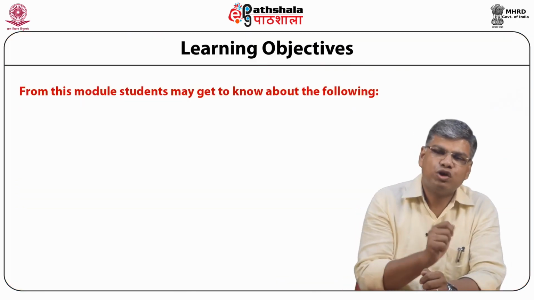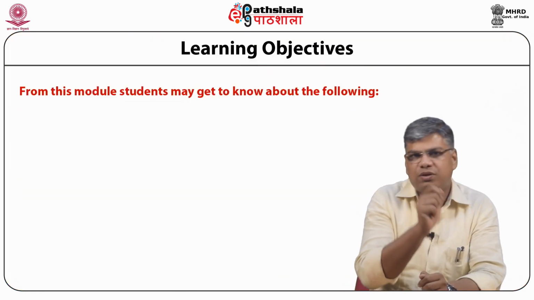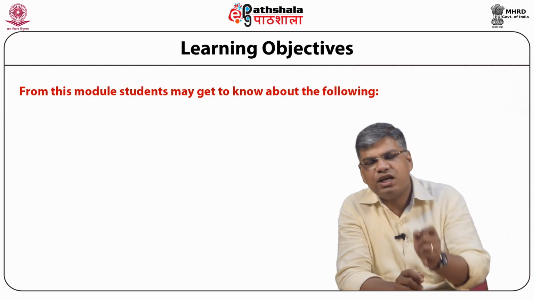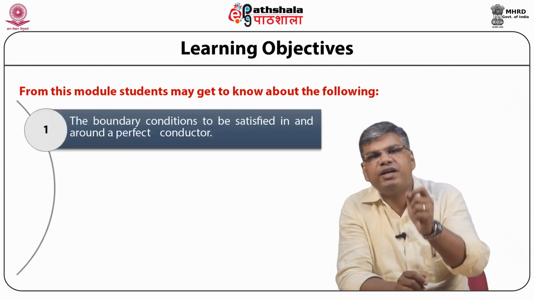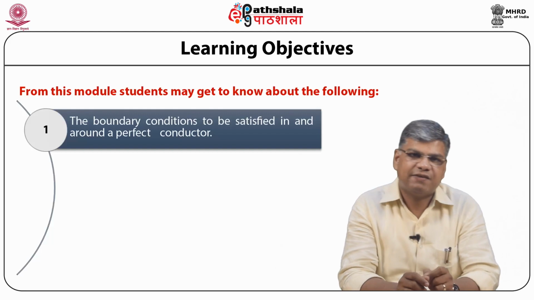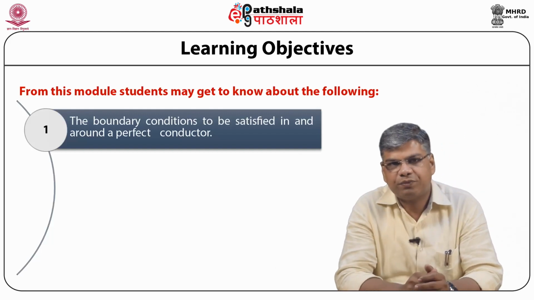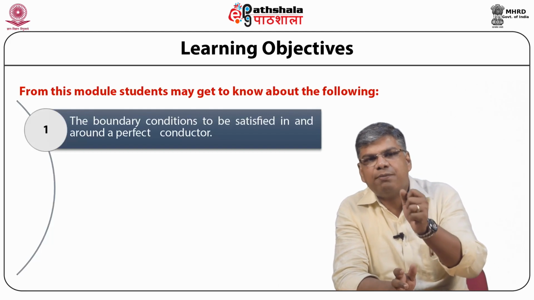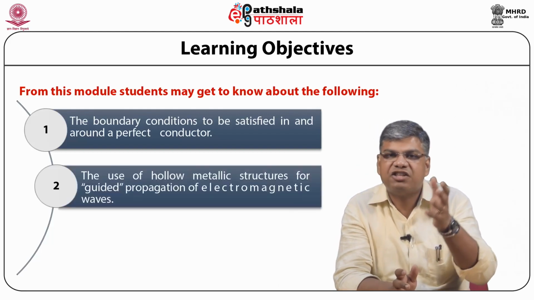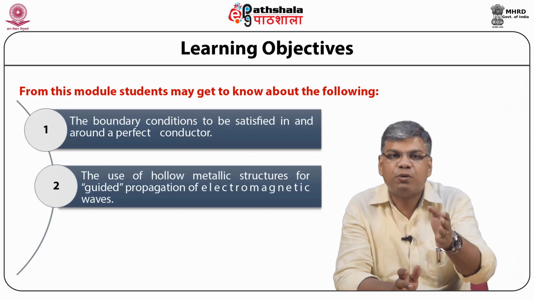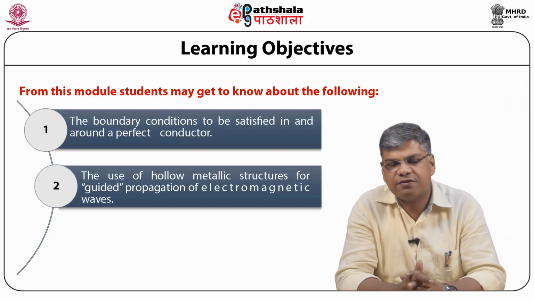Today, we are going to discuss the module Waveguides and Cavities from the paper Electromagnetic Theory. From this module, you will get to know about the following. Firstly, you will get to know about the boundary conditions that need to be satisfied in and around a perfect conductor. Then, you will learn about the use of hollow metallic structures for guided propagation of electromagnetic waves.